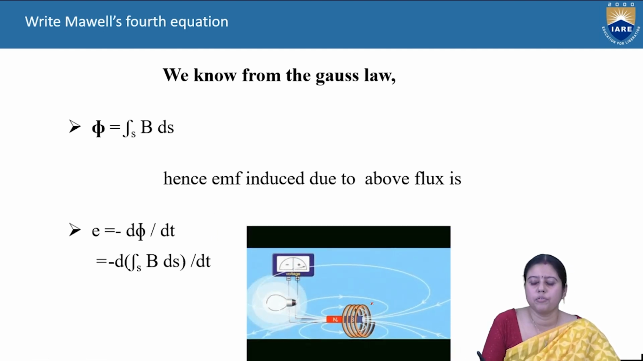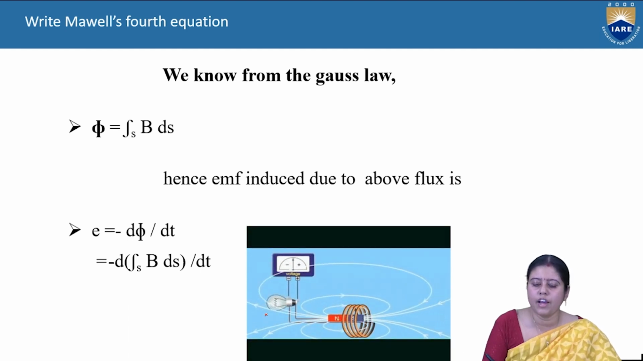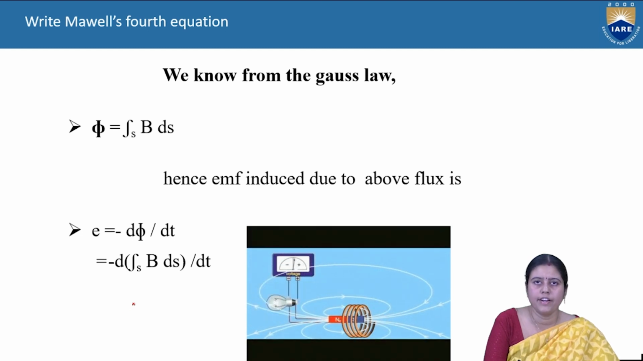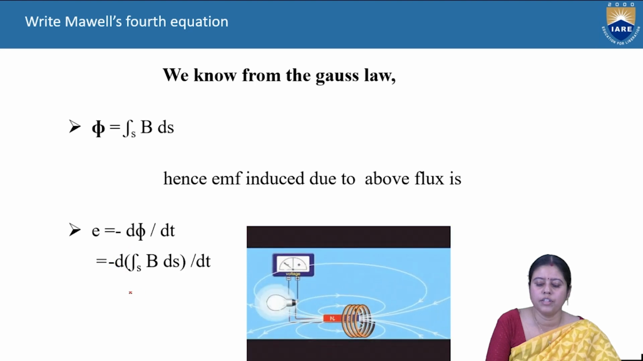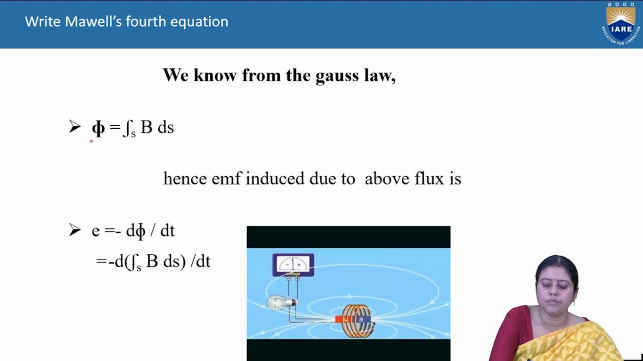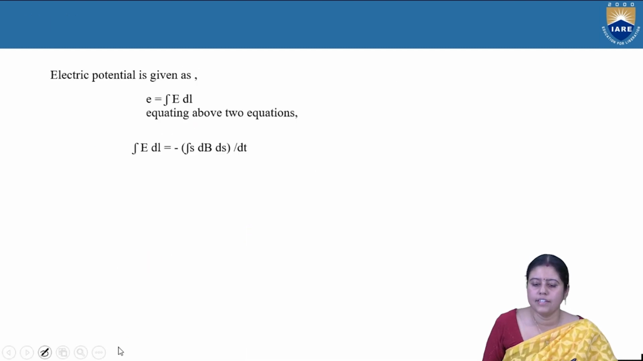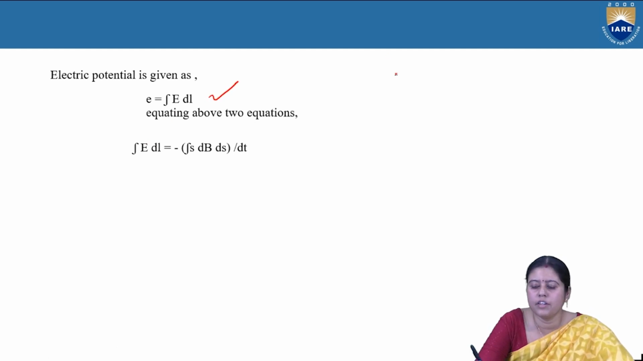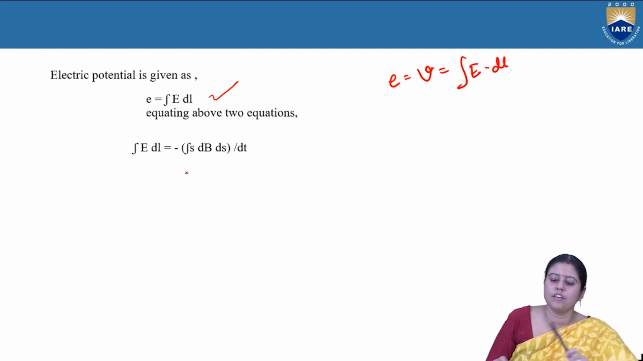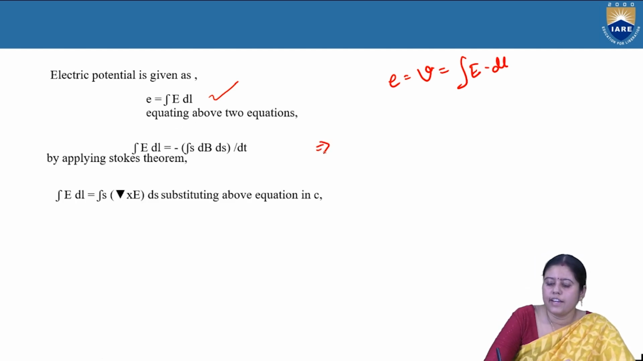In Maxwell's fourth equation, you can see if we move a magnet, there will be a flow of current from Faraday's law. So E is equal to minus d phi by dt. What is phi? Phi is nothing but the integral of B ds. So E is equal to minus d by dt of integral B ds. Again, we know voltage is equal to the integral of E dot dl. So E dot dl is equal to minus d by dt of integral B ds. So this is again the integral form.